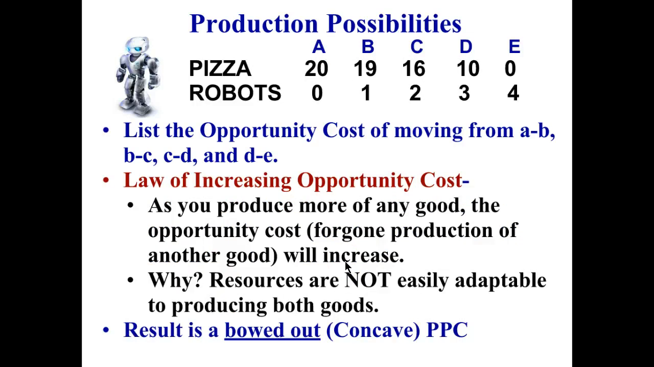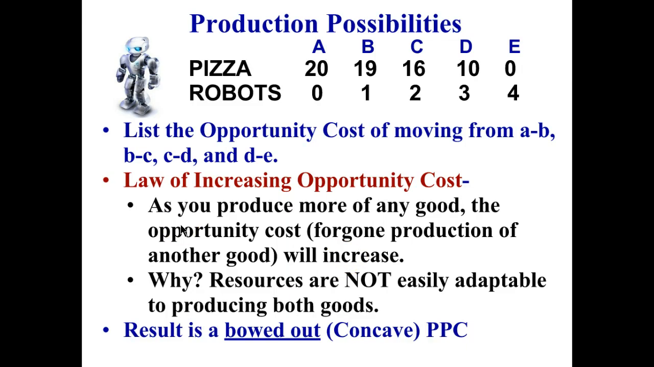All right, here's another example. Now we've got pizza and robots. You'll notice the table at the top. Take a moment and calculate the opportunity costs in this new example. Hit pause right now.